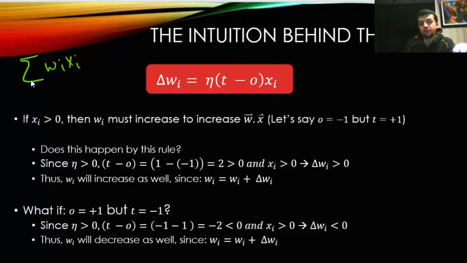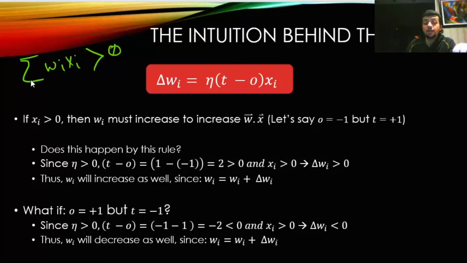We want to make sure that the W's will change in such a way that this quantity would be bigger than 0, so that after thresholding it with our step function, we would get a +1.